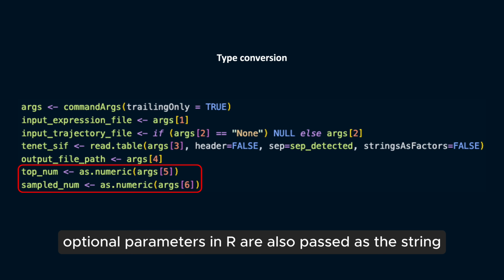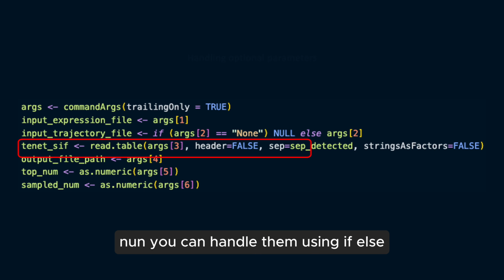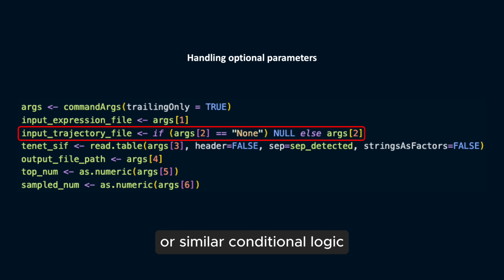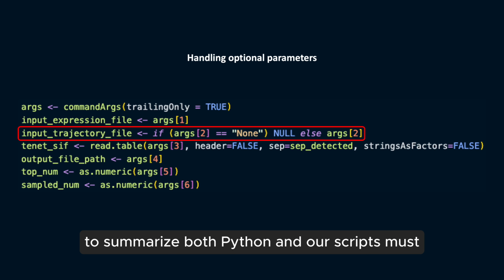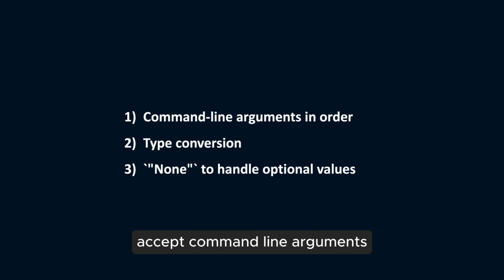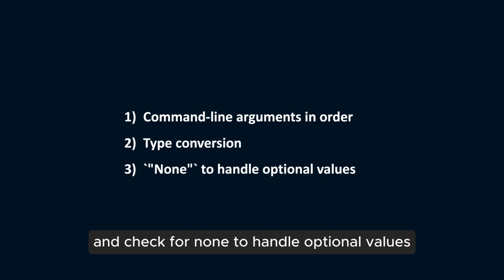Optional parameters in R are also passed as the string "none". You can handle them using if-else or similar conditional logic. For example, if the string equals "none", treat it as NA or skip that step. To summarize, both Python and R scripts must accept command line arguments in order, perform type conversion, and check for "none" to handle optional values.